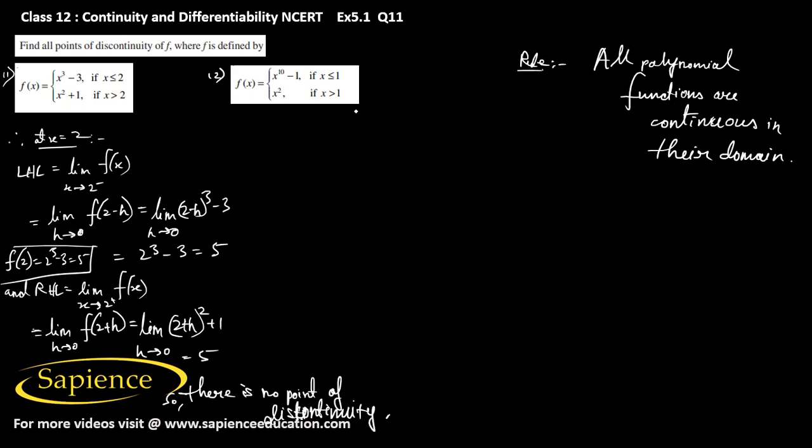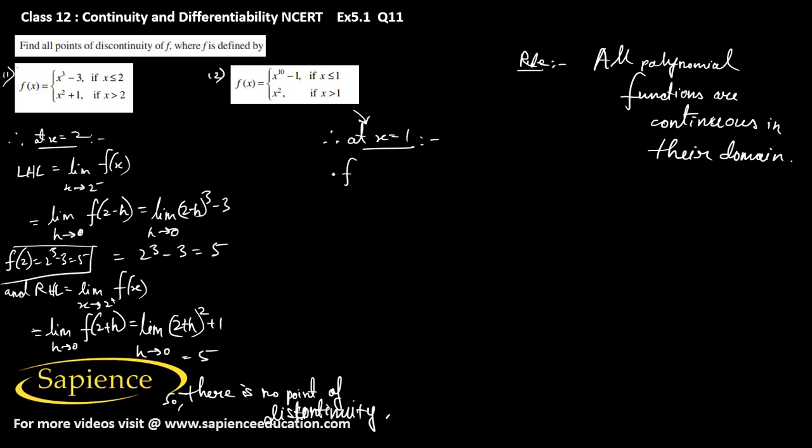And in question number 12 here, also for x less than or equal to 1, the function is a polynomial of degree 10, and for x greater than 1, it is a quadratic polynomial. So it will be continuous for all values of x greater than 1 and for x less than 1. So we need to check the continuity of the function only at x equal to 1.